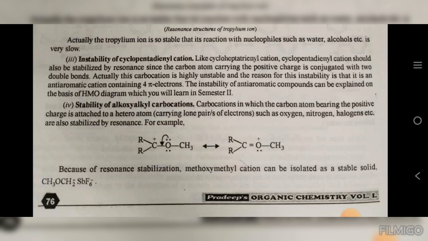Like the cycloheptatrienyl cation, the cyclopentadienyl cation should also be stabilized by resonance, since the carbon atom carrying the positive charge is conjugated with 2 double bonds. Actually, this carbocation is highly unstable, and the reason for the instability is that it is an anti-aromatic cation containing 4 pi electrons. This instability of anti-aromatic compounds can be explained on the basis of the HMO diagram, which you will learn in semester 2.